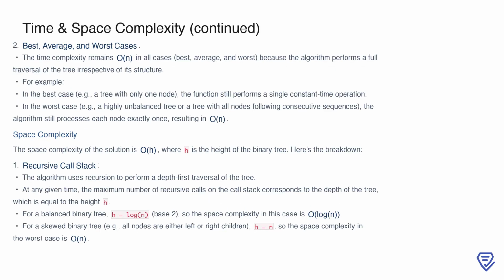The time complexity remains O(n) across all cases: best, average, and worst. This is because the algorithm processes every node in the tree exactly once, regardless of the structure of the tree. For example, in the best case, a tree with only one node will involve a single constant time operation. In the worst case, such as a highly unbalanced tree or one where all nodes participate in consecutive sequences, the traversal still visits each node only once. Thus, whether the tree is balanced or skewed, the time complexity does not change and stays firmly at O(n).